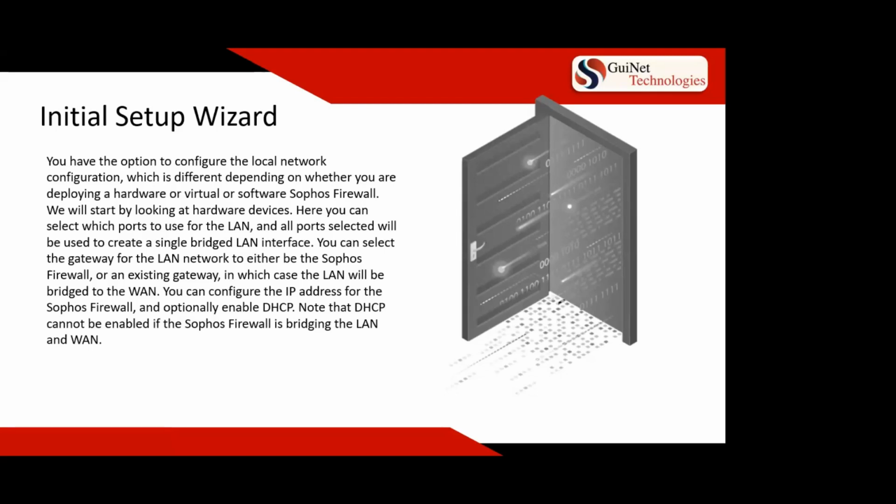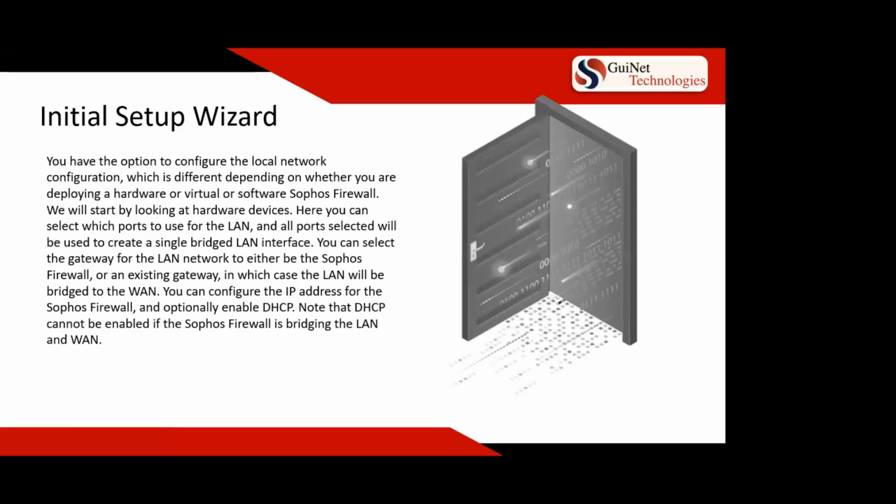If any of the links fails, you know that we have redundant links once we use the rest of the ports as bridge ports. Or we can configure a LAG port between the firewall and the switch, so that we have zero downtime. If any link fails, the other will take over. Here you can select which ports to use as LAN, and all the selected ports would be used as a single bridge as a LAN interface.